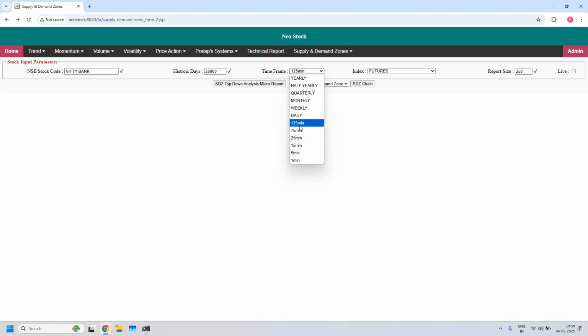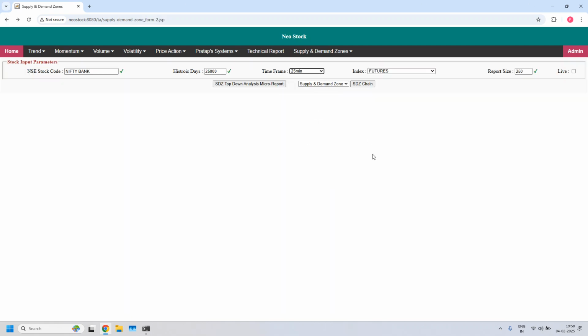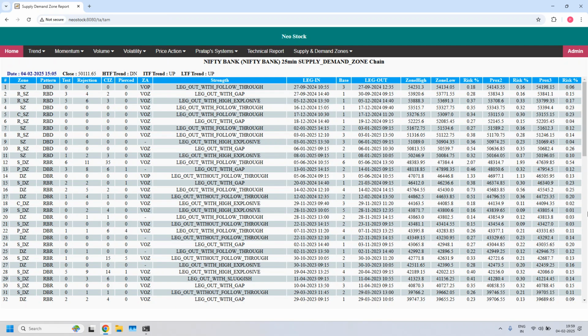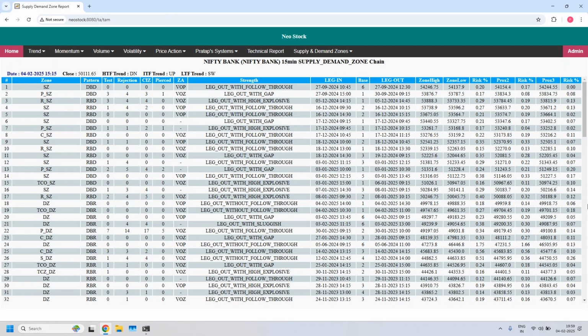Next, 75 minutes supply demand zone chain for Bank Nifty. Next, 25 minutes supply demand zone chain for Bank Nifty. Next, 15 minutes supply demand zone chain for Bank Nifty. And the nearest demand zone is 18. So it is in the center. Fine.